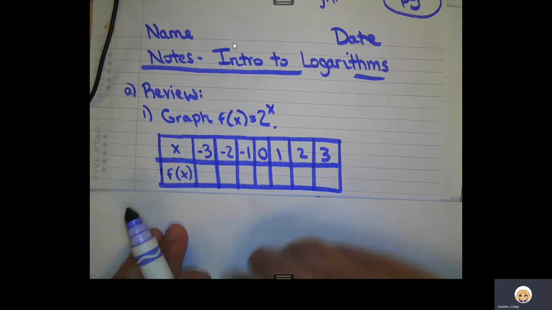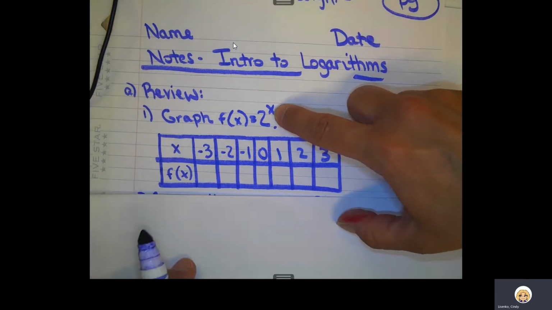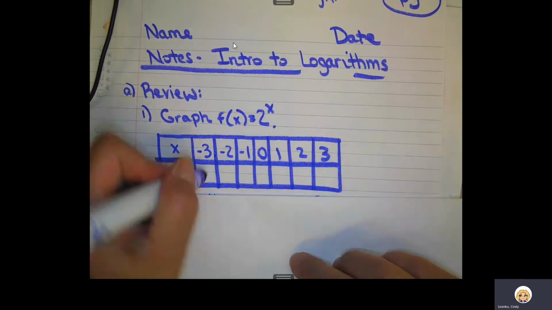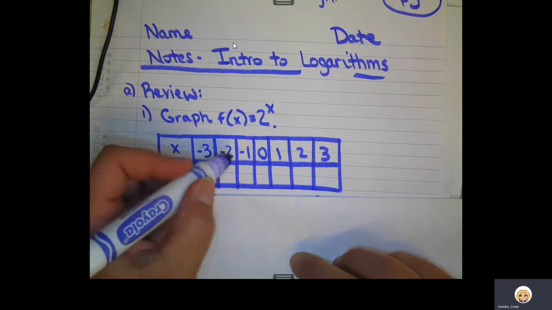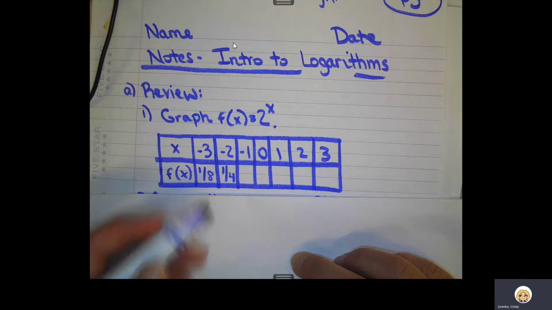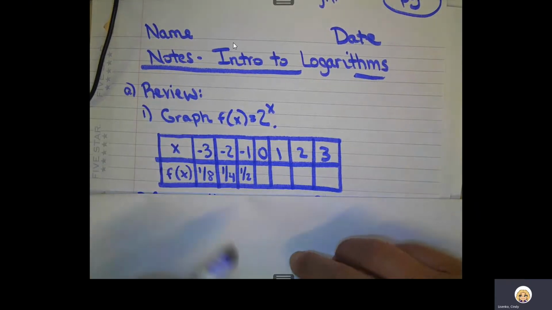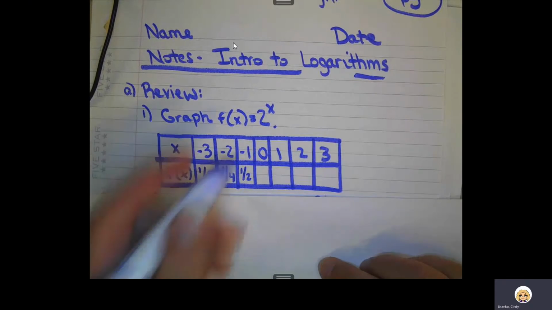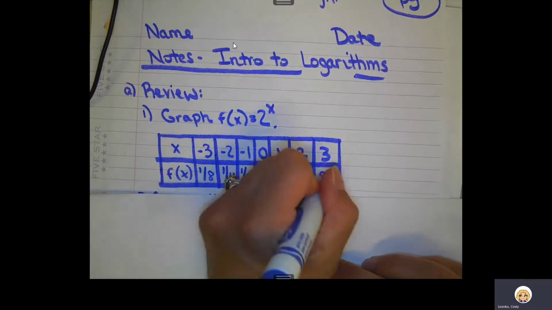So if I was to plug in -3 here, 2 to the -3rd power, remember the negative exponent makes it 1 over 2 to the 3rd. So that's 1/8. And if we do 2 to the -2nd power, that's 1/4. 2 to the -1 power is just 1 over 2, or 1/2. Now it gets a little easier. 2 to the 0 is 1. Anything to the 0 power is 1. 2 to the 1st is 2. 2 to the 2nd is 4. And 2 to the 3rd is 8.